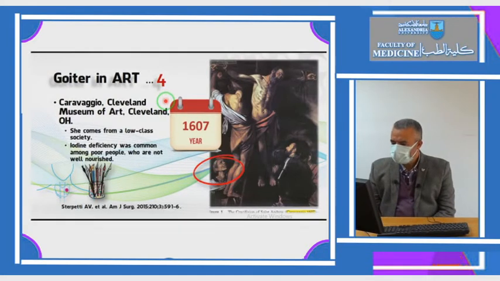Again, another representation of goiter in history. Back in 1607, you can see this goitrous lady in this painting. She is clearly coming from a low-class society, where iodine deficiency was common among poor people due to malnutrition.